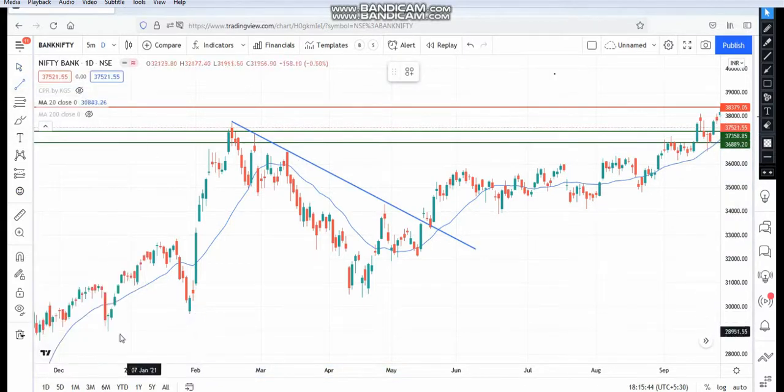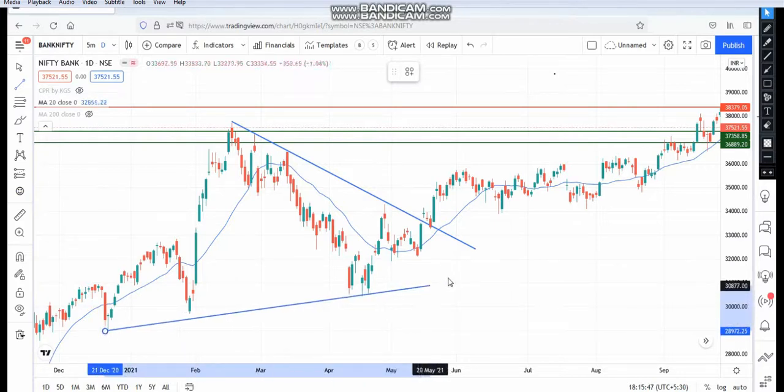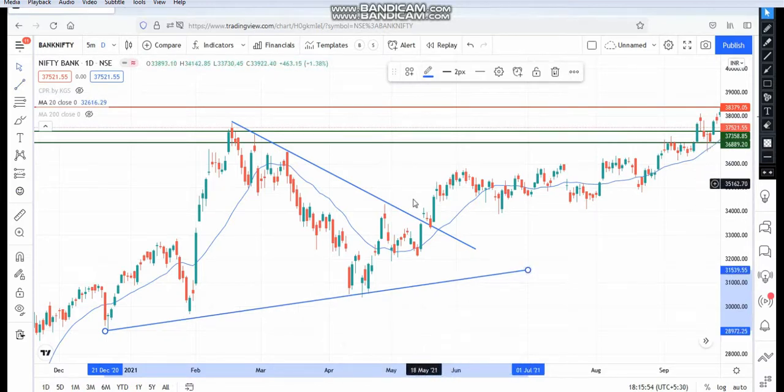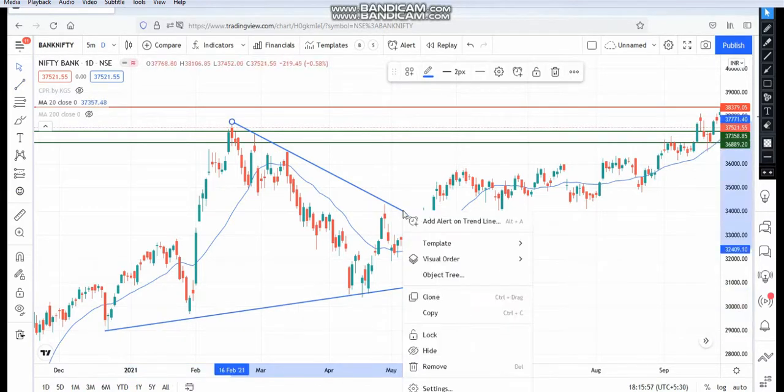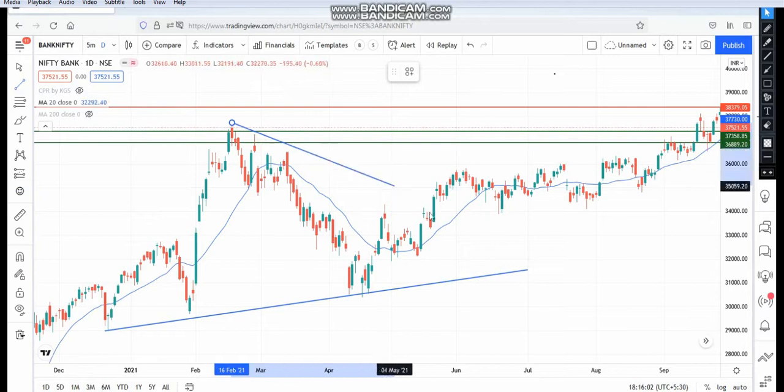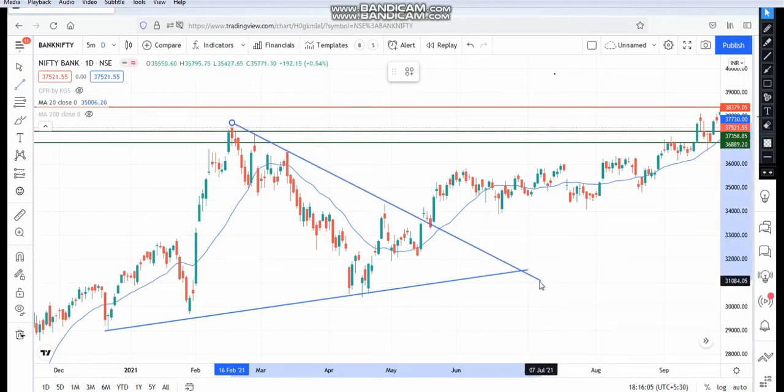This is the one resistance line. And this is the support line. The line should be very clear. Okay. Now there is a formation of a triangle pattern in Bank Nifty. Here these are resistance areas 1, 2 and 3, 4. Okay. Like that, these are support areas. Here also there is a battle.